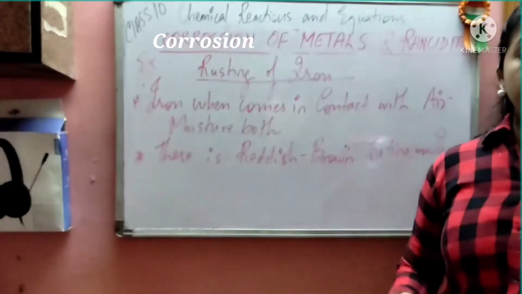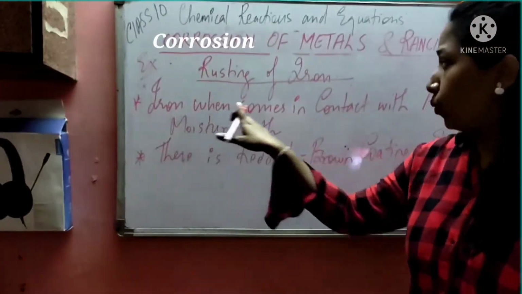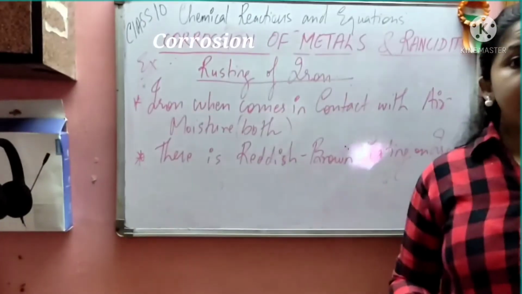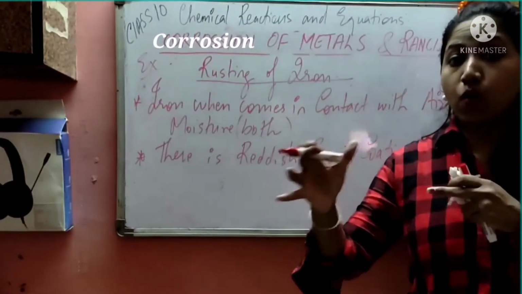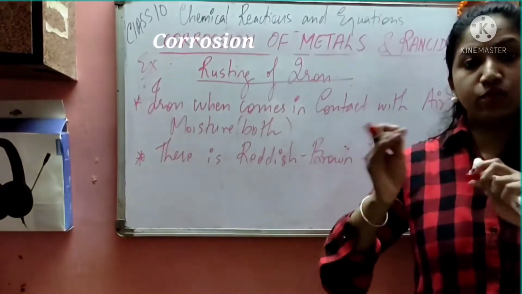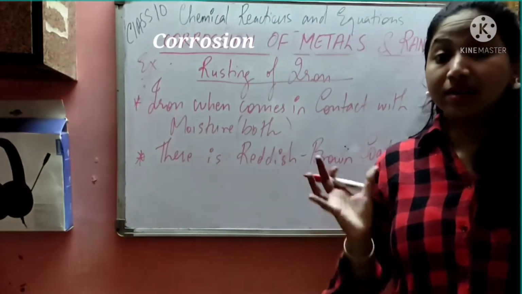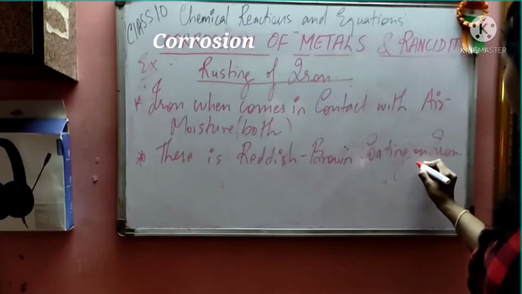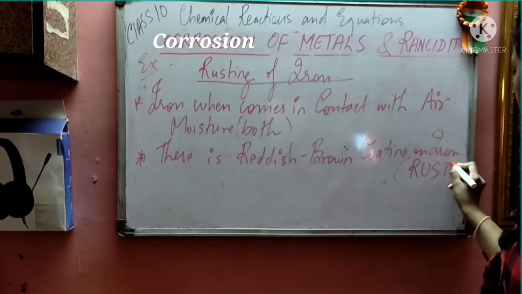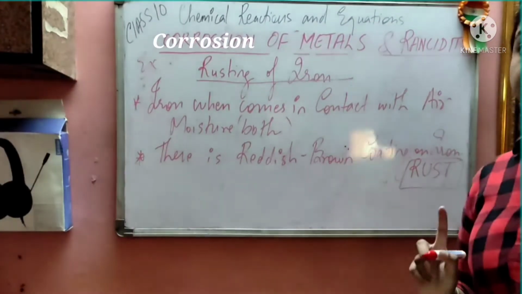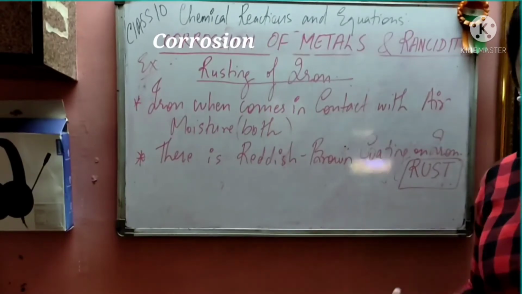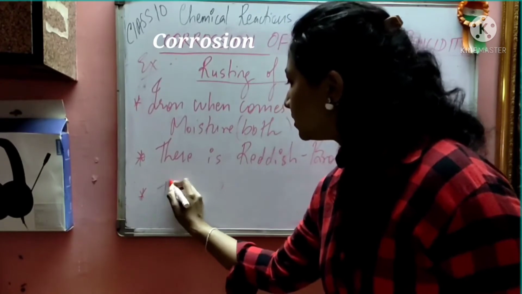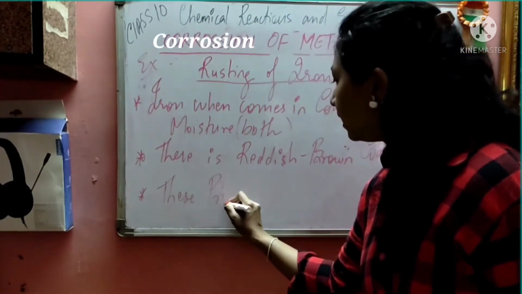Example: what is rusting of iron? When iron comes in contact with air and moisture both, what happens? There is a reddish brown coating on iron. This coating is called what? Rust. And this whole process is called rusting.